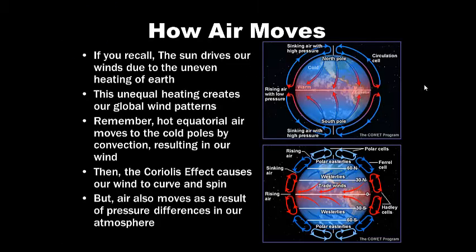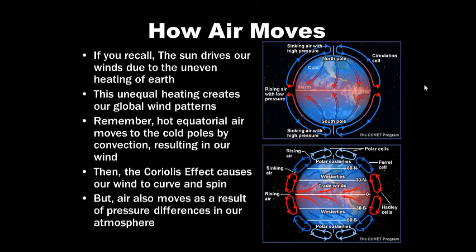Okay, so how air moves. A little review here. If you recall, the sun drives our winds due to the uneven heating of Earth. This unequal heating creates our global wind patterns, the trade winds, westerlies, etc. Remember, hot equatorial air moves to the cold poles by convection, resulting in our wind. But then the Coriolis effect causes our wind to curve and spin. This is one way we get our wind, this unequal heating of the Earth.